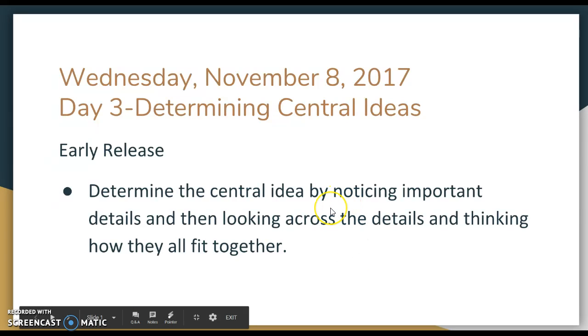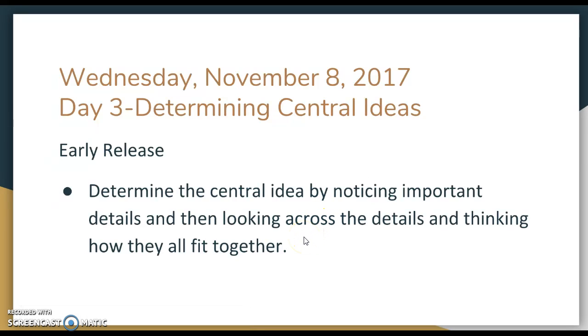So, as I said, today we're looking at determining the central idea of our nonfiction books. So, how do we do that? Well, we determine the central idea by noticing important details and then looking across the text, across the details, and thinking how they all fit together. Let me say that again. How do we determine the central idea? We do that by noticing important details and then looking across the details and thinking how they all fit together.